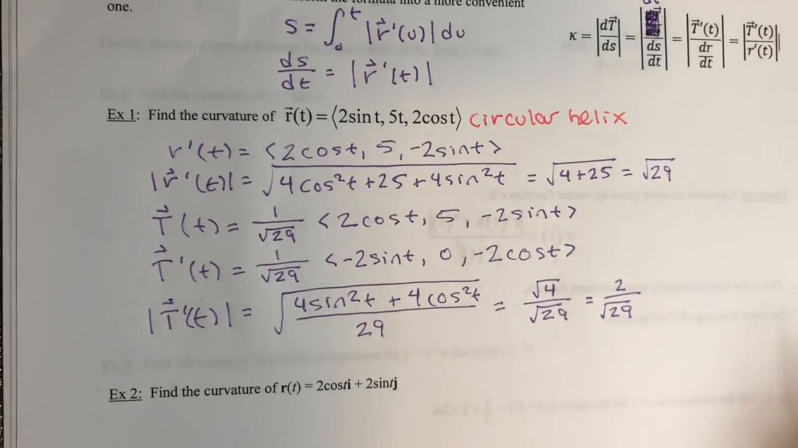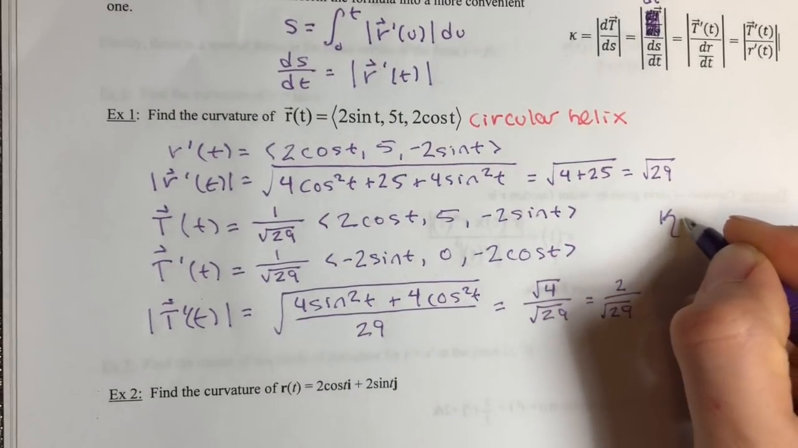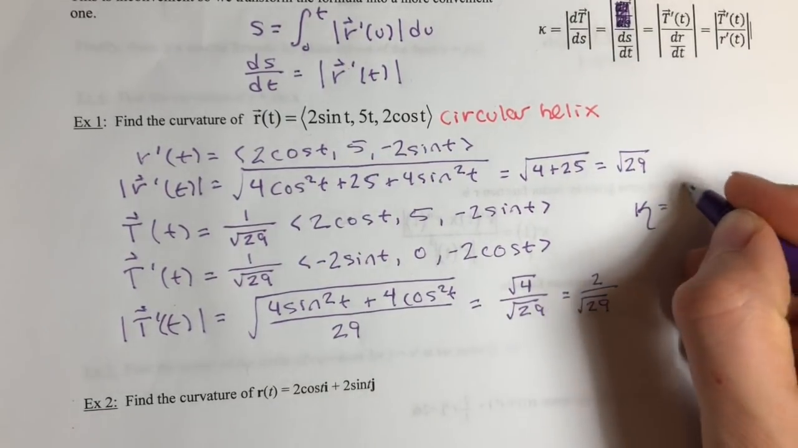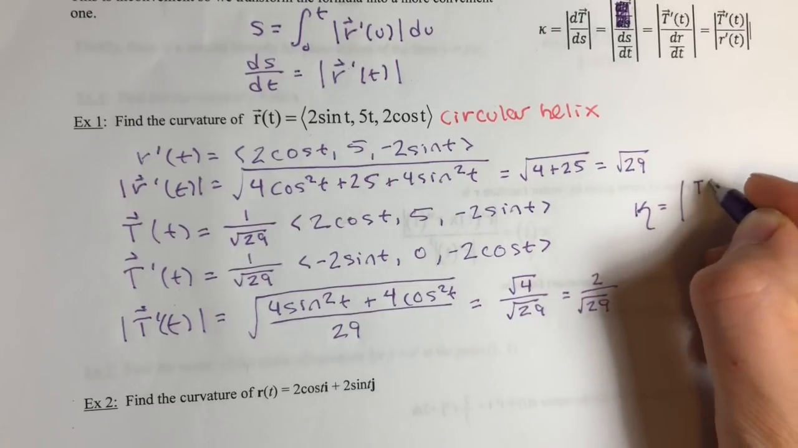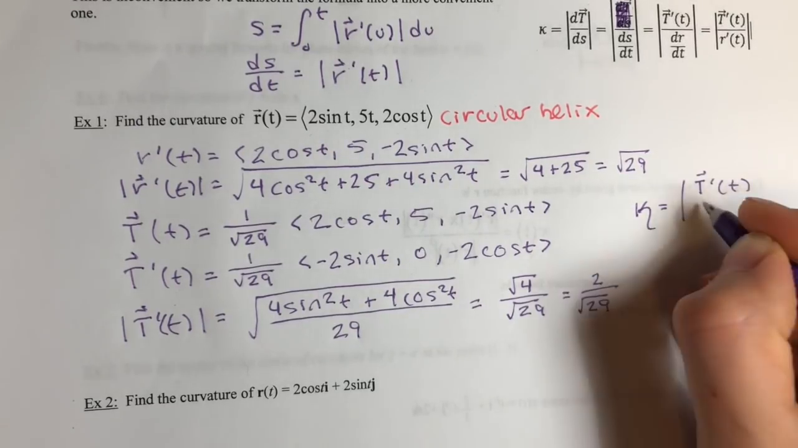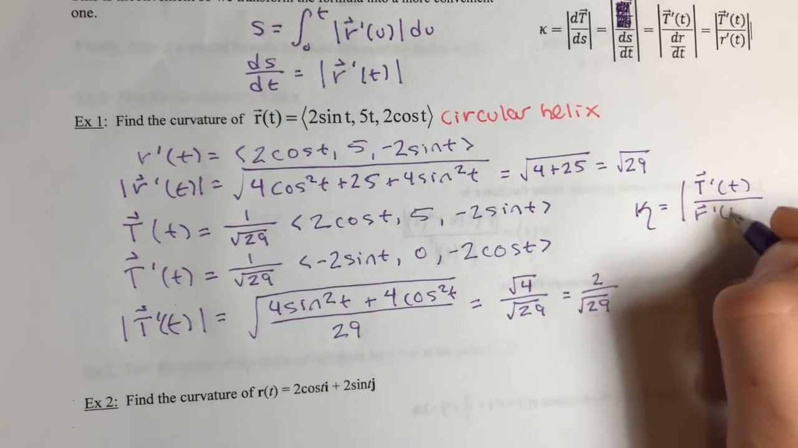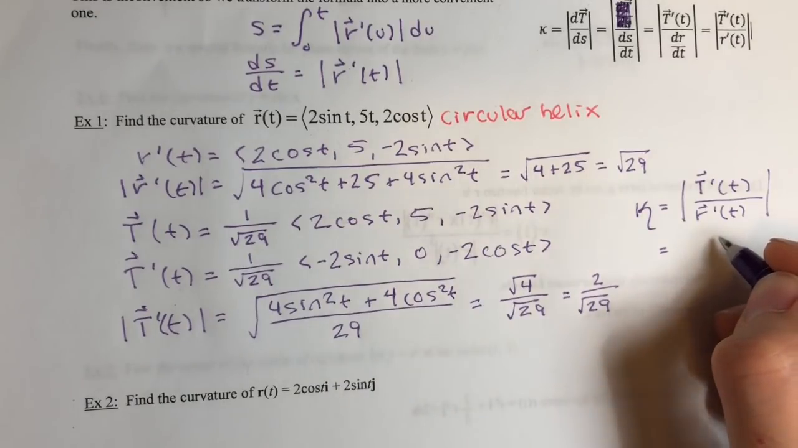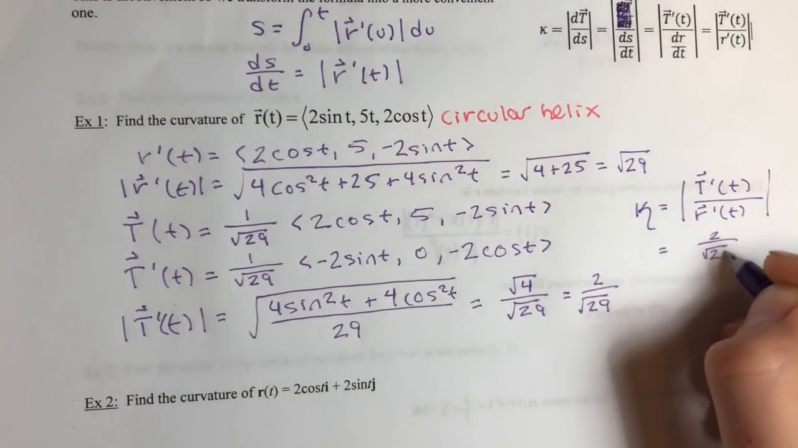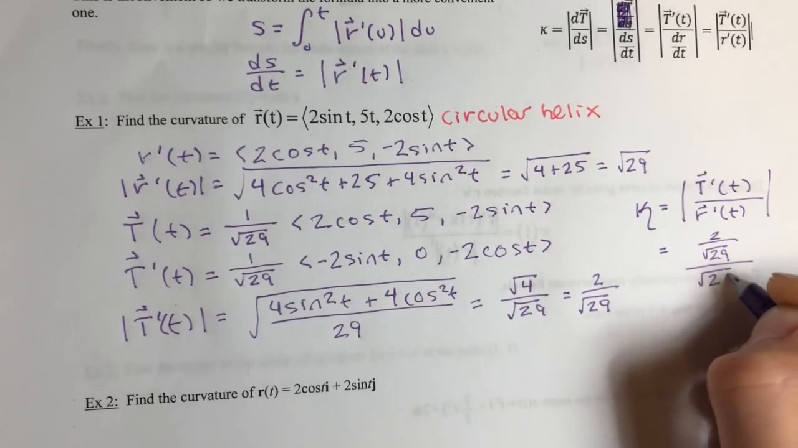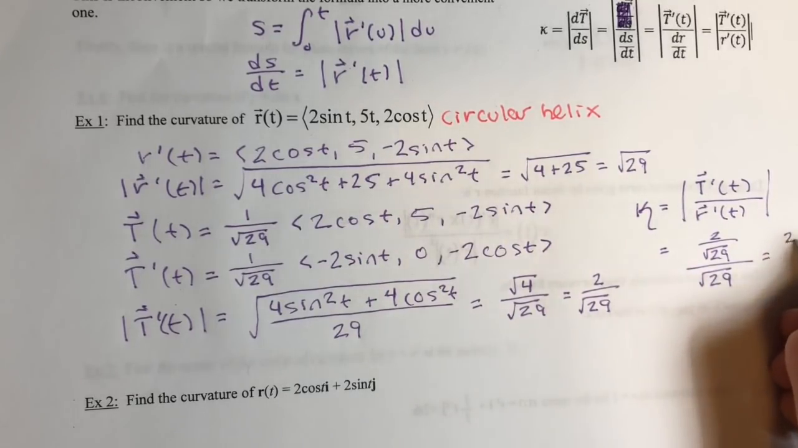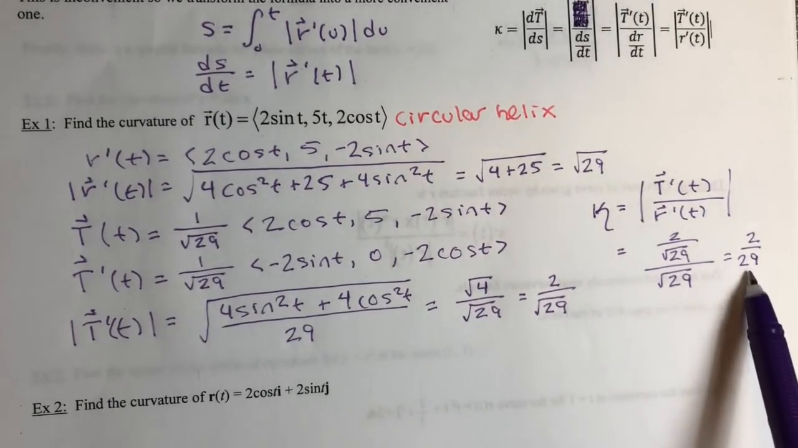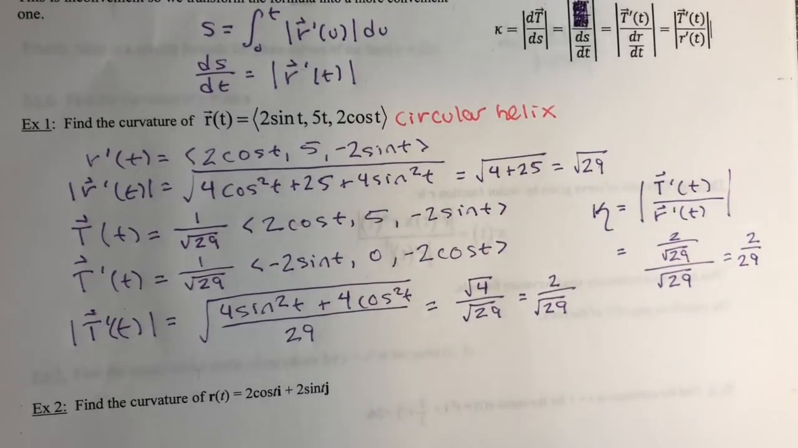Okay, and then we're going to put it all together. My formula for curvature, and I'm sorry if you can hear my dogs in the background, curvature is going to be equal to the magnitude of T prime of t over the magnitude of r prime of t. Okay, if I put those together, I'm going to get 2 over the square root of 29 divided by the square root of 29, which is the same as 2 over 29.